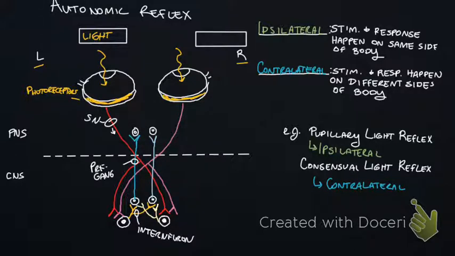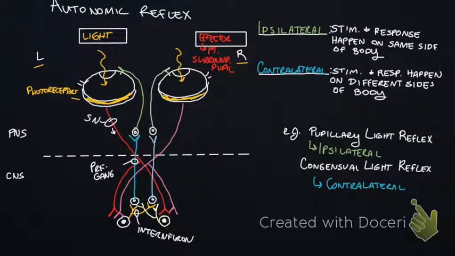And remember, what would be our effector here? Hopefully you said the muscles of the pupil. So the effector would be the muscles surrounding the pupil that control how much light gets in and out of the eyes. And this is considered an autonomic reflex.